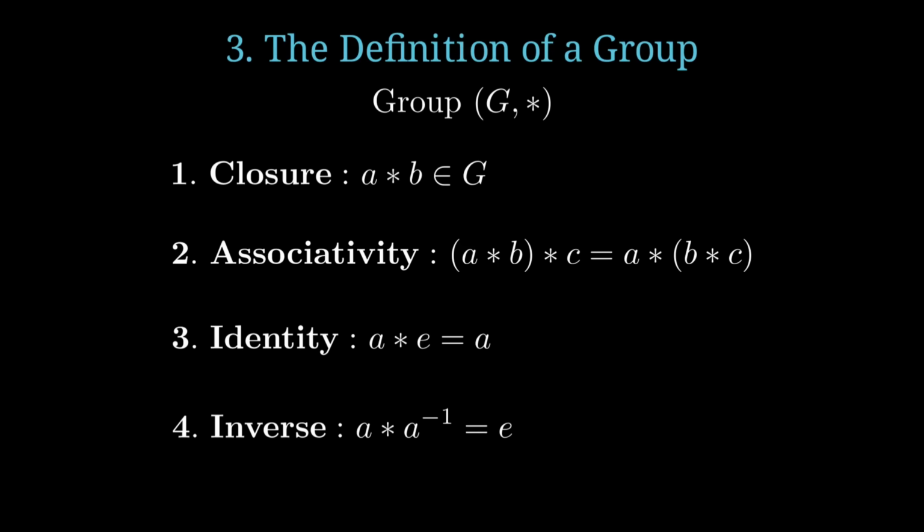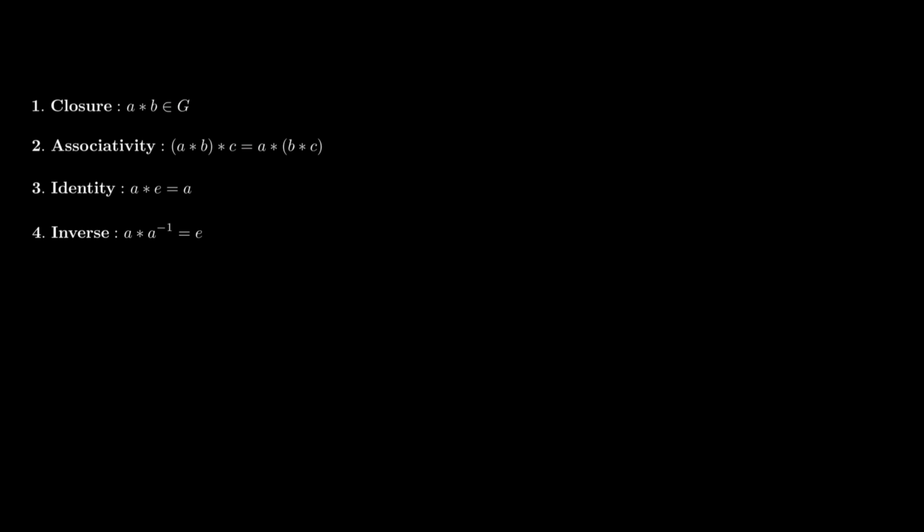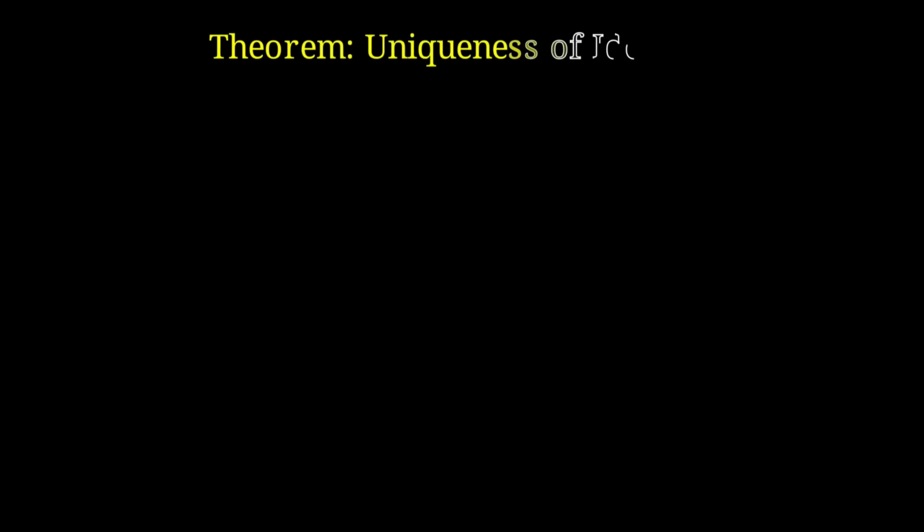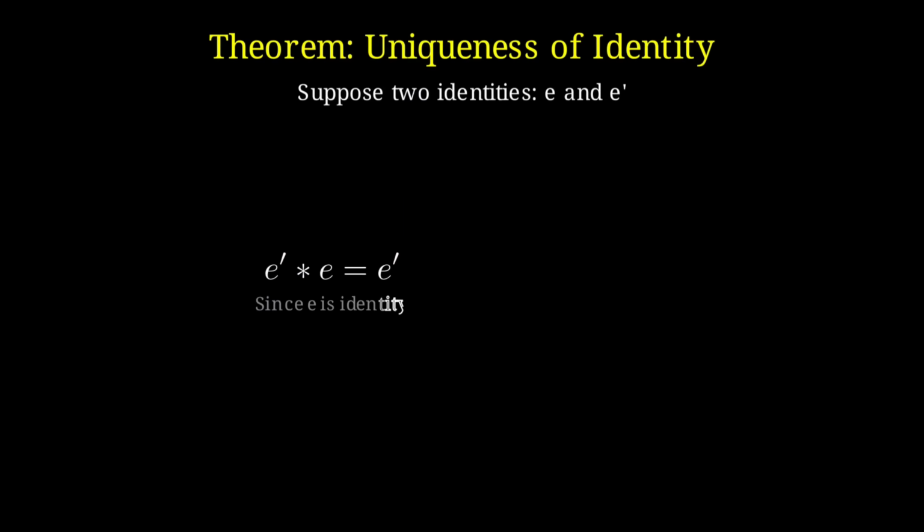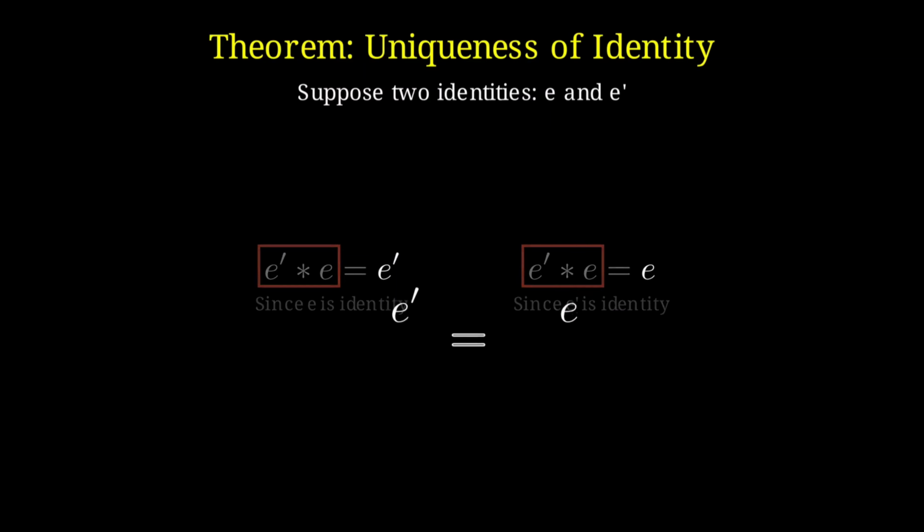From just those 4 rules, profound structures emerge. For instance, a group can only have precisely 1 identity element. If we suppose there are 2 identities, E and E prime, then applying them to each other forces them to be exactly the same object.